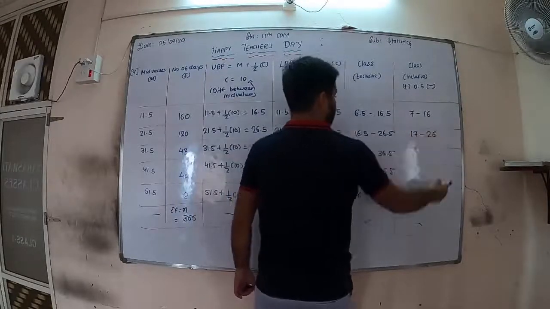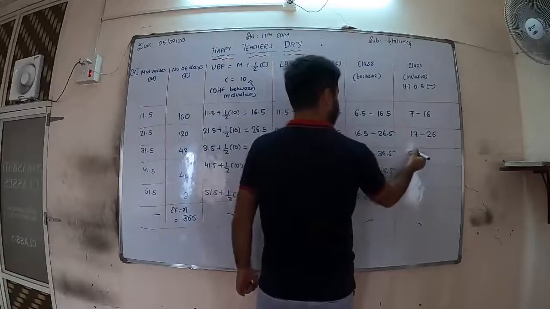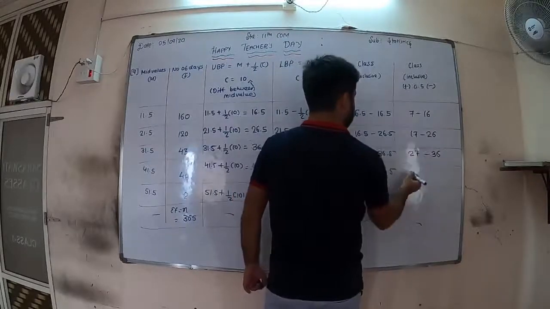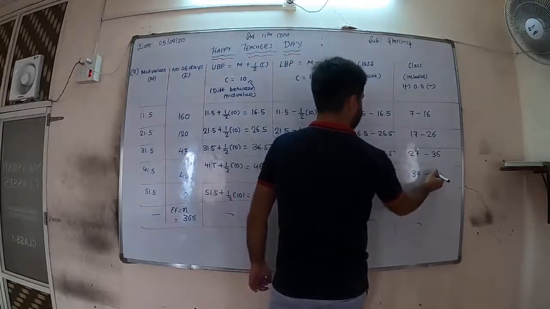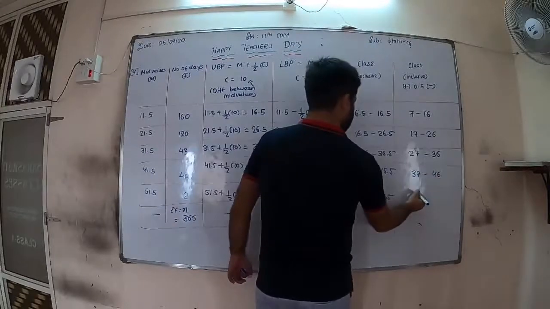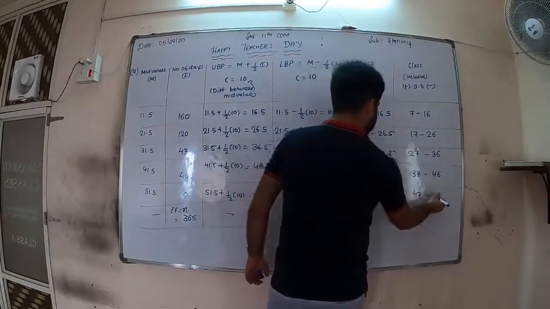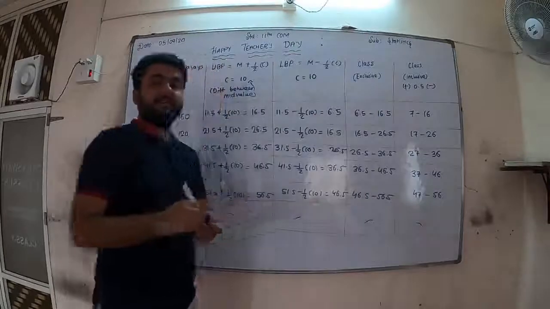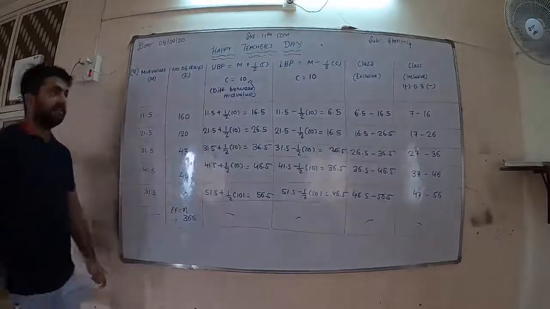Here minus, so 26. Then 27, 36. 37, 46. Then 47, 56. These are the classes. Okay, you may see it.